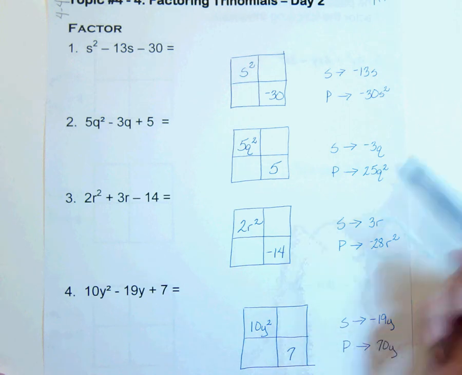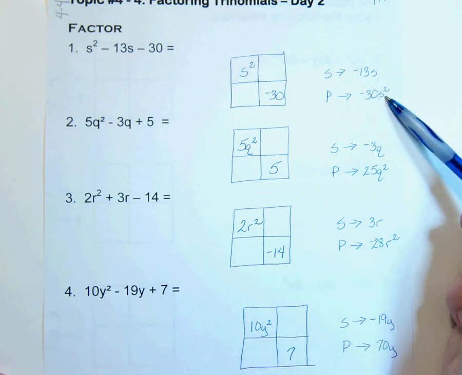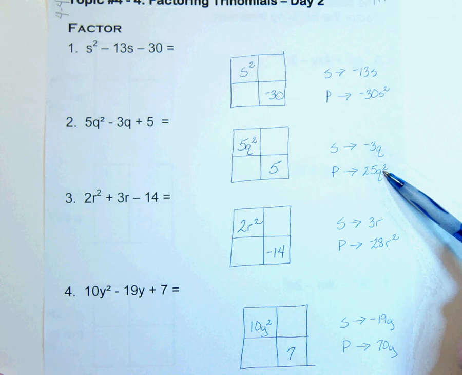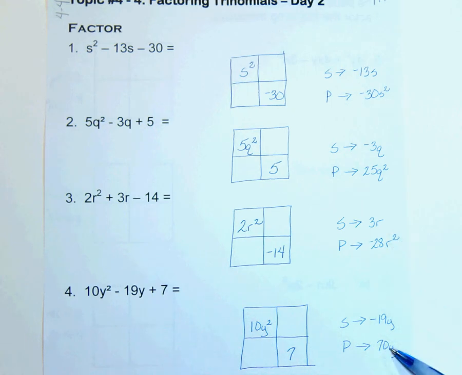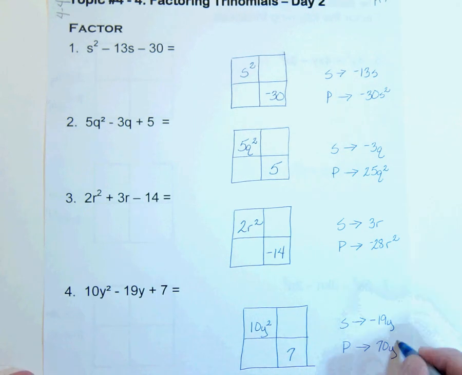So notice that I've put the products across the diagonals for each of these boxes here. This one would be negative 30s squared, negative 25s squared, multiplying those diagonally, negative 28r squared, and 10y squared, oops, I forgot my squared, times 7 is 70y squared.